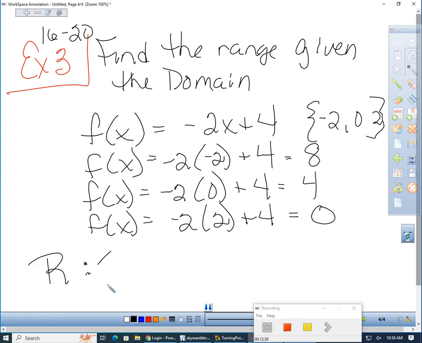R, colon, parenthesis, or a bracket. And how do I have to list those numbers? Yes. So you put 0, 4, 8.